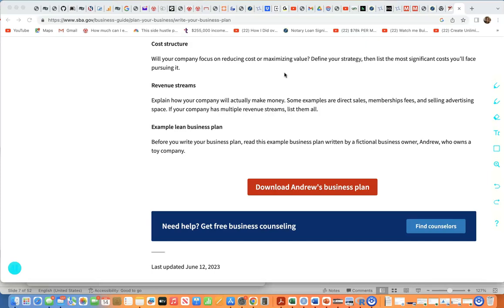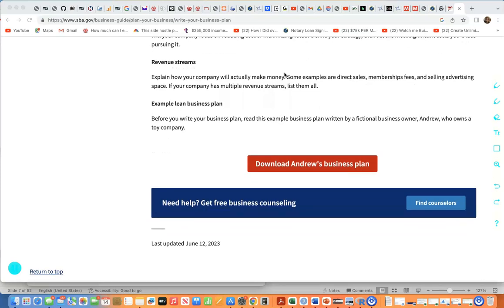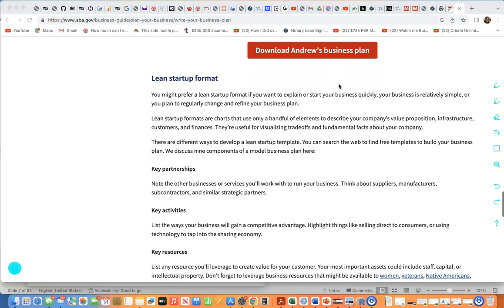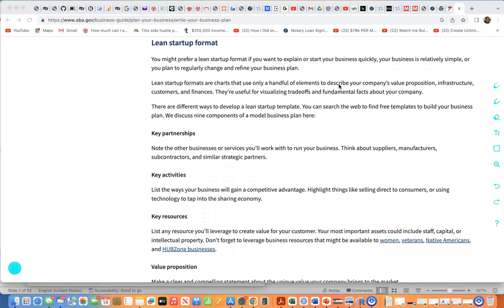Your revenue streams will include the money you're going to make or that will be flowing into the business. Will that be direct sales? Will you have membership fees? Will there be some selling of advertising space? If you're online, are you going to be letting companies pay you to advertise on your website? How will you earn money? So all the revenue streams would be listed here, and then you would complete this, what we call lean business plan, just a very simple overview of your business plan, not as in detail as a traditional business plan.